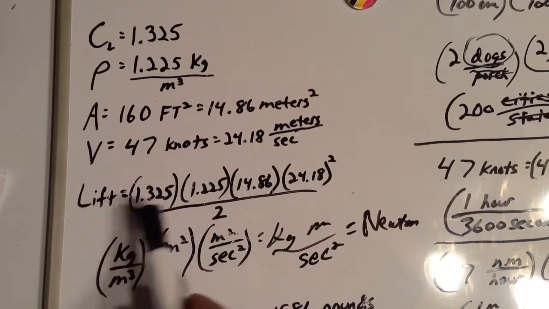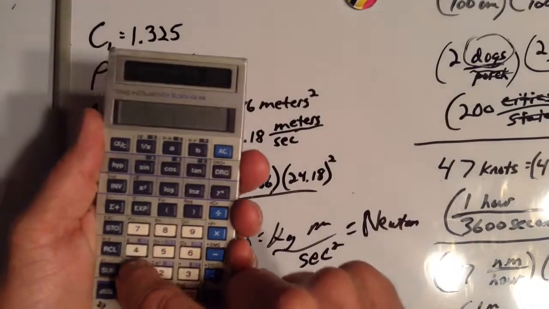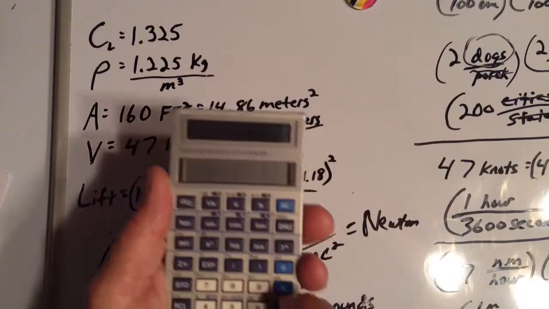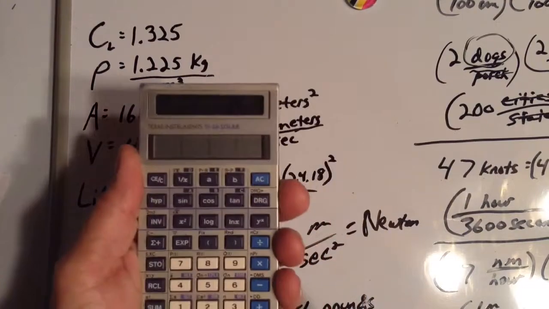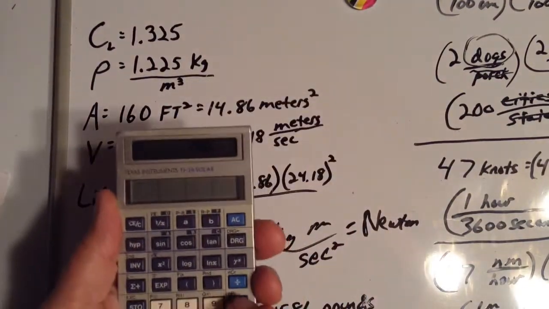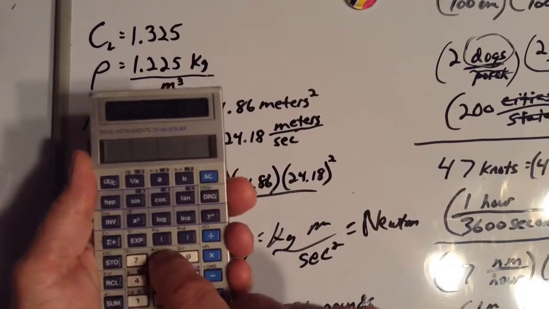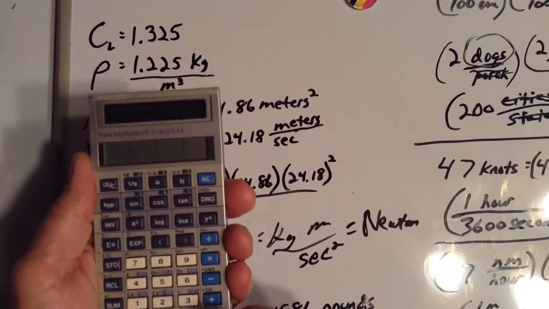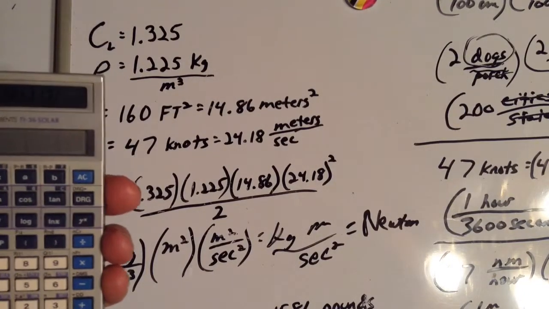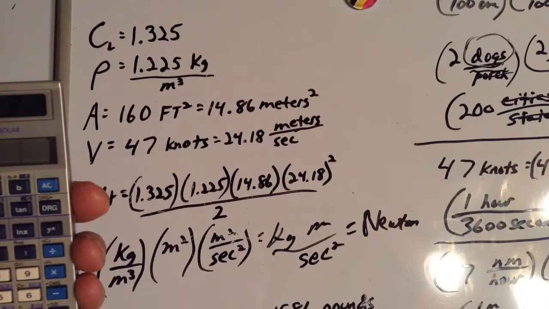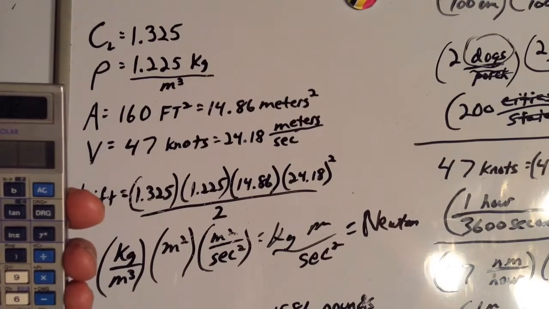So multiplying all this out, let's do it. 1.325 times 1.225 times 14.86 times 24.18 times 24.18 equals, divided by 2, equals 7,051. Of course, I wrote 7,053 because I figured it out using the exact number of meters per nautical mile, but that's close enough. 7,050 newtons.